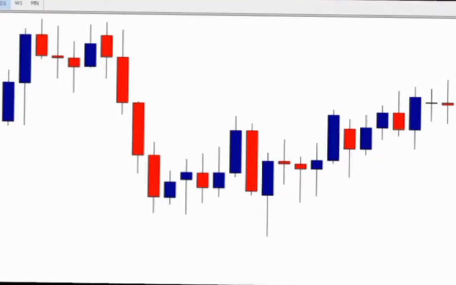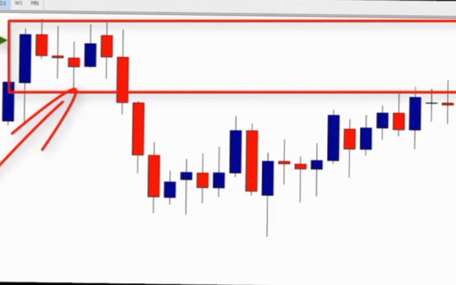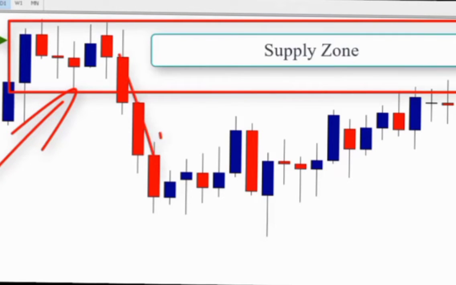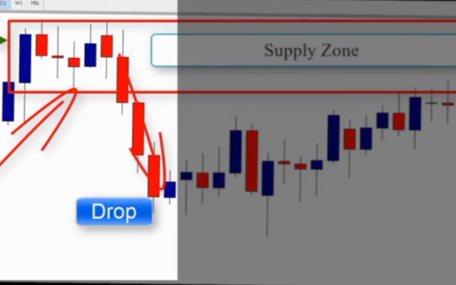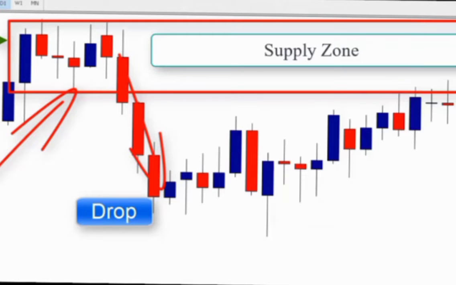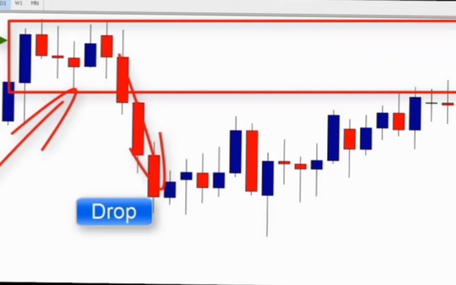This is the Euro US dollar daily chart. And this is a clear example of a rally-base-drop supply zone. This pattern occurs when the market reverses from moving higher to moving lower. So this is a move up, followed by a base, and followed by a move down. When the market approaches this supply zone, we can predict another move down, and that's what happened. This is a clear doji price action setup that formed at the supply zone and confirmed our entry.